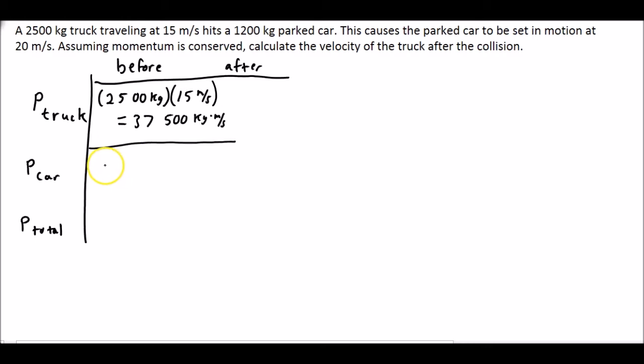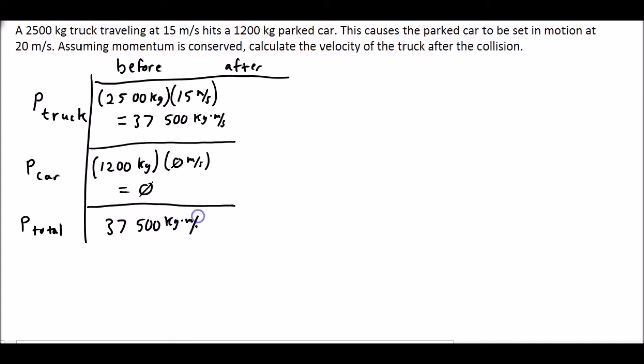For the car, it's only 1,200 kilograms and it's at rest, so 0 meters per second. So that means that, of course, there is no momentum for the car. The total momentum is just going to be the sum of these, so 37,500 kilogram meters per second, because you added them together. So that is our before scenario.